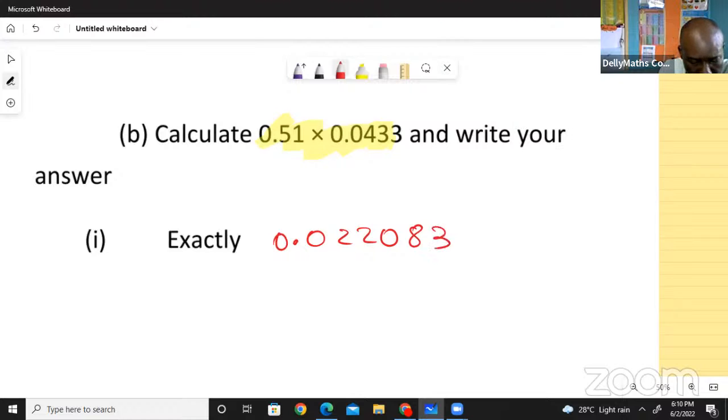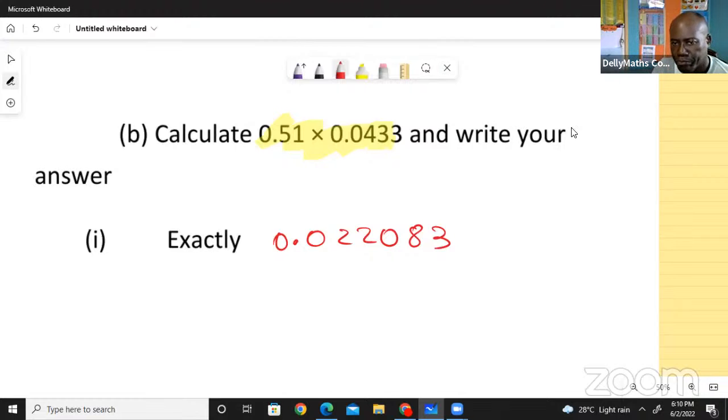0.022083. So I am seeing all of that on my calculator, and definitely I'm expecting that you write that exactly. Don't trouble it, because whenever the question says exactly, we're expecting you to put everything on your calculator screen.